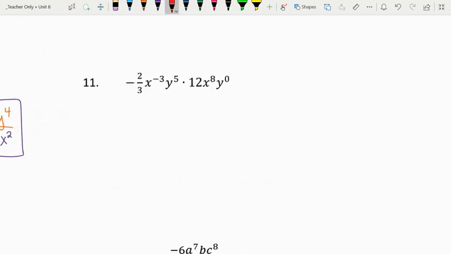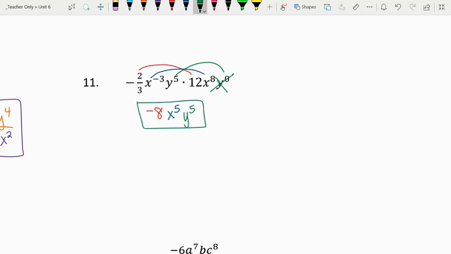But as of right now, okay, we just have two things being multiplied. So I'm going to focus on negative 2/3 times 12. Well, that gives me negative 24, and negative 24 divided by 3 is negative 8. So we have negative 8. Then we have x to the negative 3rd, x to the 8th. Negative 3 plus 8 is 5. And then we have y to the 5th times, or plus 0, right? So that just stays y to the 5th. And that's because, like I said, normally I just cross off anything raised to the 0 power. Final answer, right there.